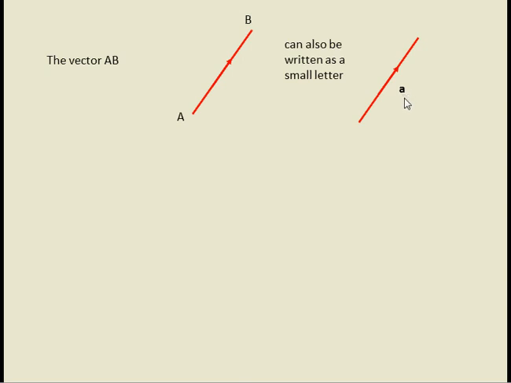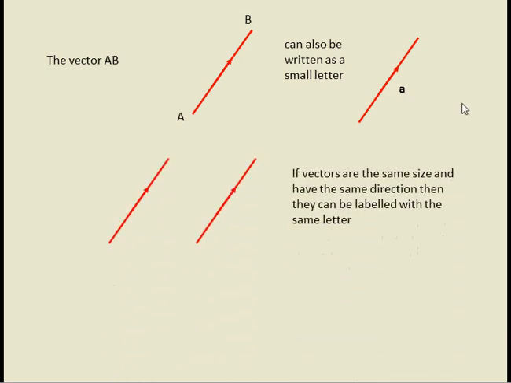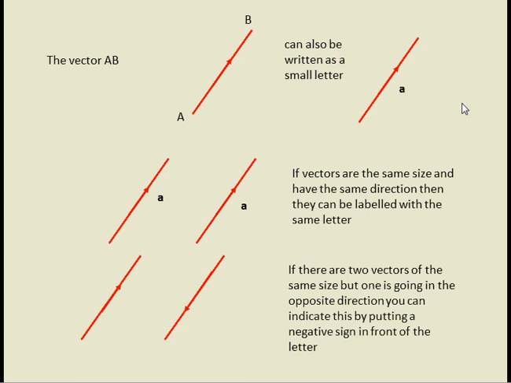Make it obvious that it's a vector. When you're writing on paper, you can't really do a bold, so put a little squiggle underneath it. If two vectors have the same size and direction, we can call them both a, or whatever letter you choose. If they're the same size but opposite directions, pretty obvious, I'm sure you can guess. It's just -a.